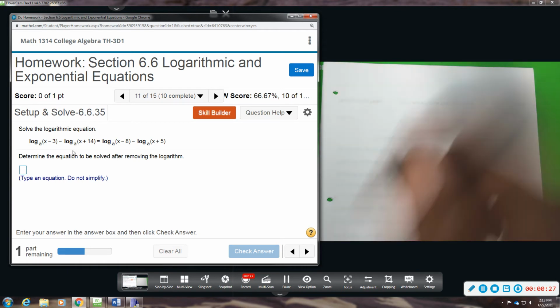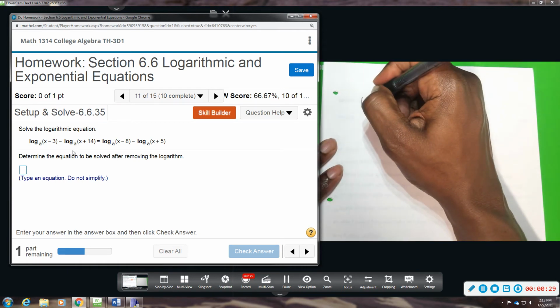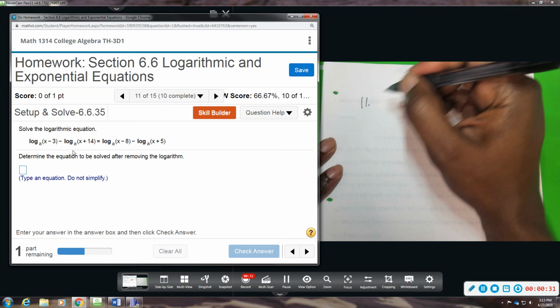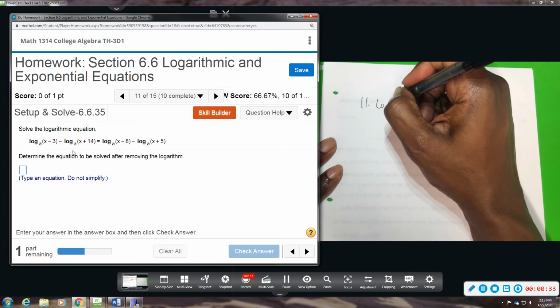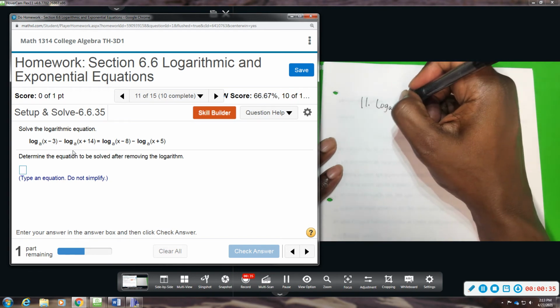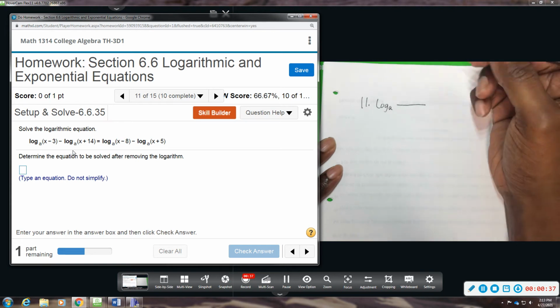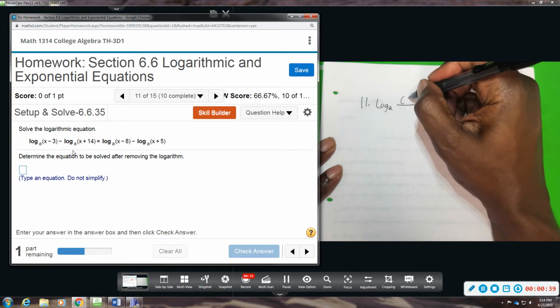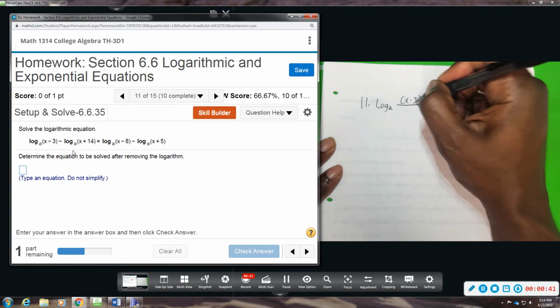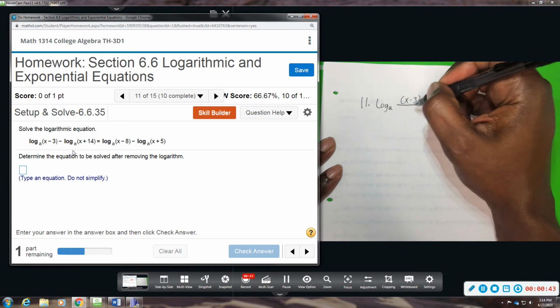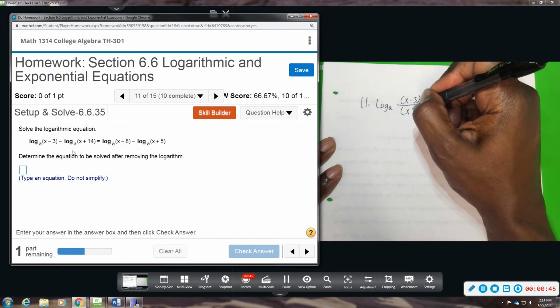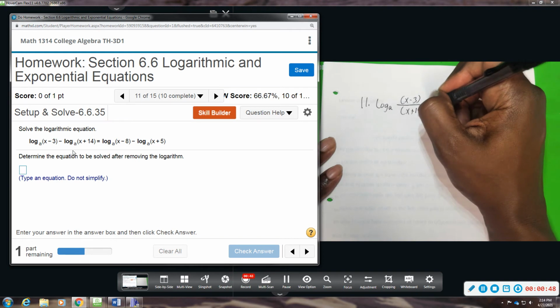I'm not going to write the original problem down. I'm just going to start from the combining phase. So on the left hand side we have log base A, and then we have a division bar. So what's on top will be x minus 3, and what's on bottom, because after the minus, will be x plus 14. So that's on the left side.